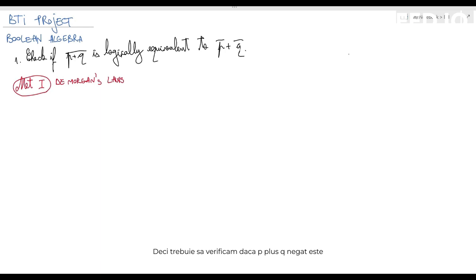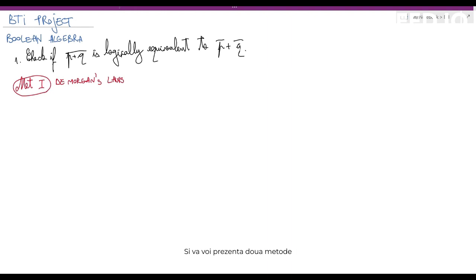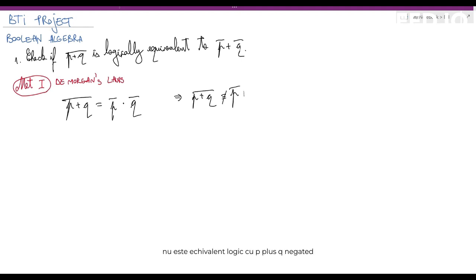So we have to check if P plus Q negated is logically equivalent to P negated plus Q negated. And I'm going to present you two methods. The first one is going to be using De Morgan. So we have P plus Q negated, and we have to negate all of this, which is P negated, and the plus sign negated is the multiplication, Q negated. And from this we can conclude that P plus Q negated is not logically equivalent to P negated plus Q negated.